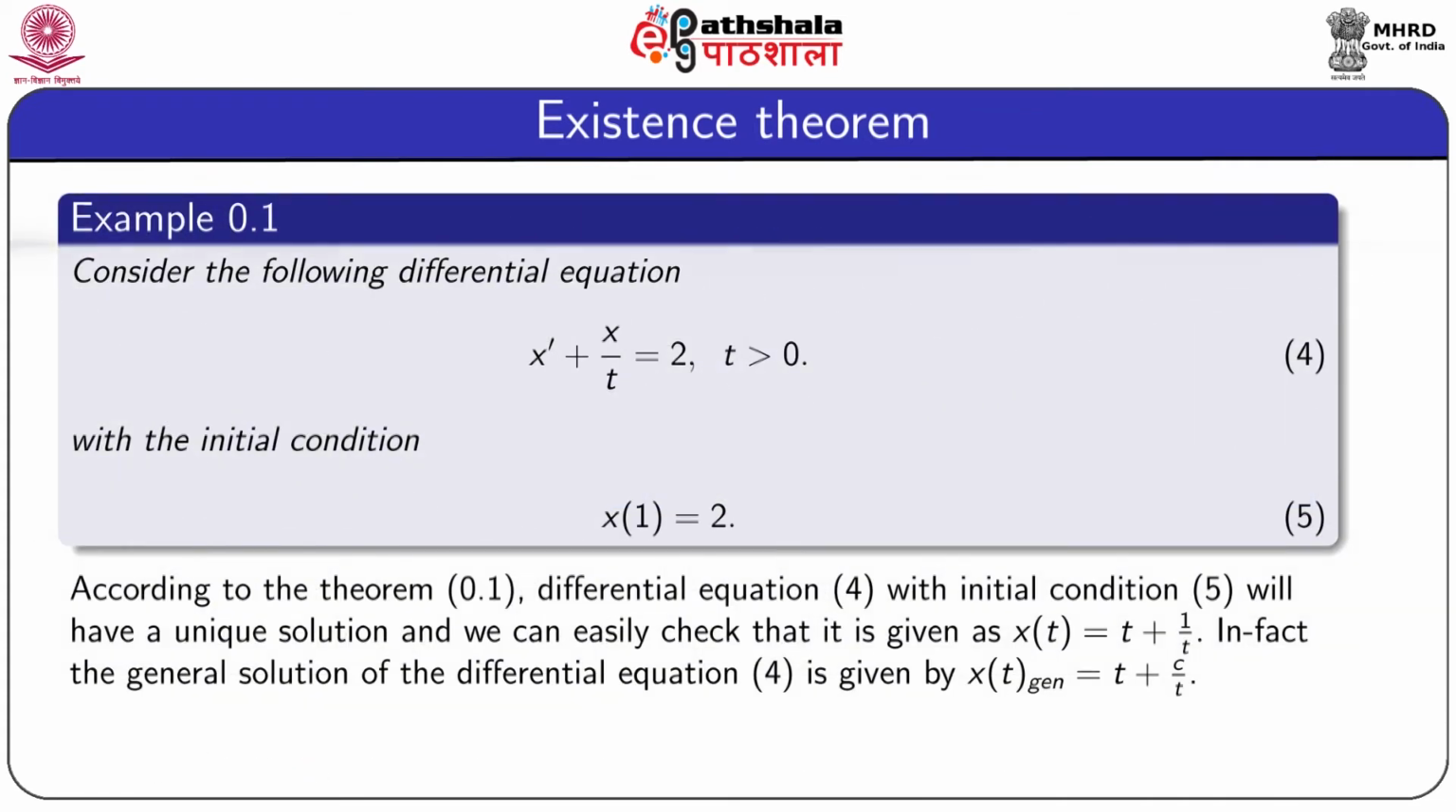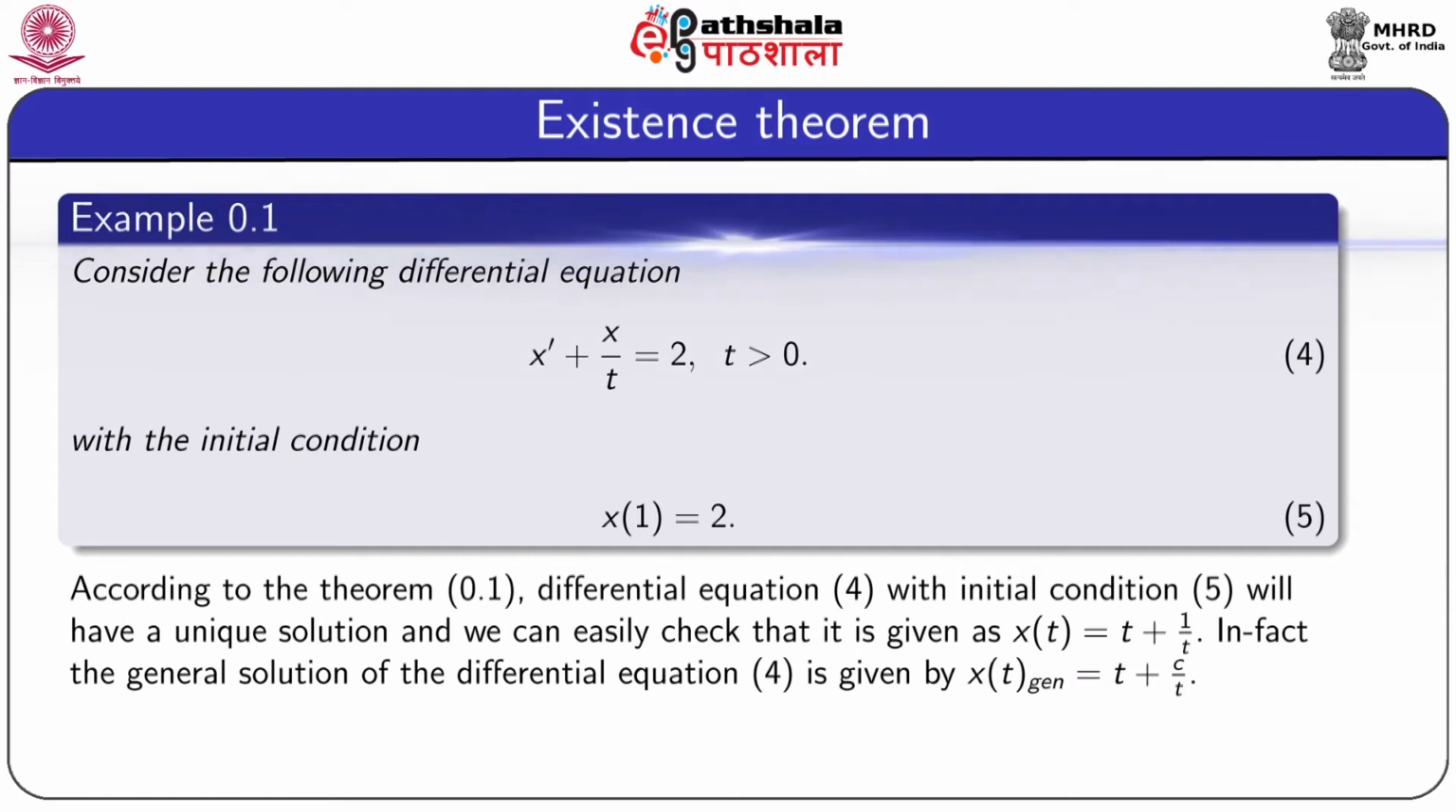Consider the following example with the differential equation dx/dt + x/t = 2, where t is positive, with the initial condition x(1) = 1. Now, according to the previous theorem 0.1, this differential equation 4 with initial condition 5 will have a unique solution, and we can easily check that solution to be x(t) = t + 1/t.